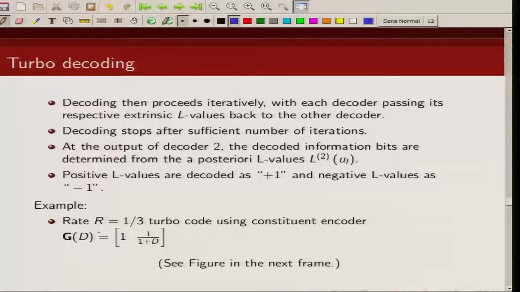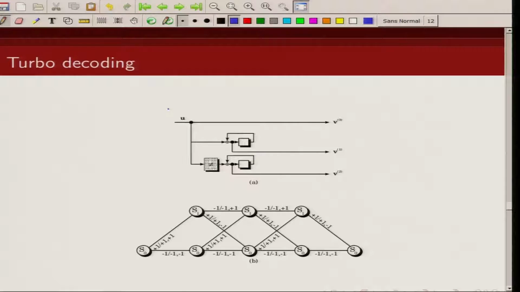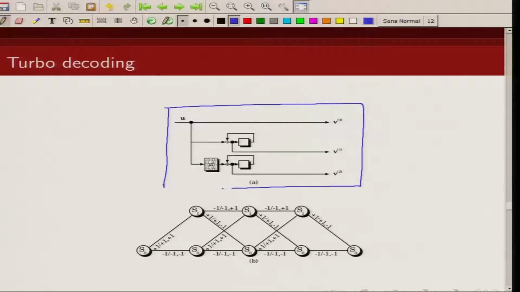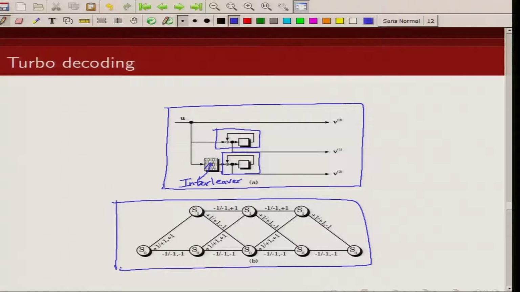We are considering a rate 1/3 turbo code where the constituent encoder is this 2-state encoder. So, our turbo code is this. Each one of them is using this 2-state recursive convolutional encoder. This is my interleaver, and this is the state diagram corresponding to the convolutional encoder.